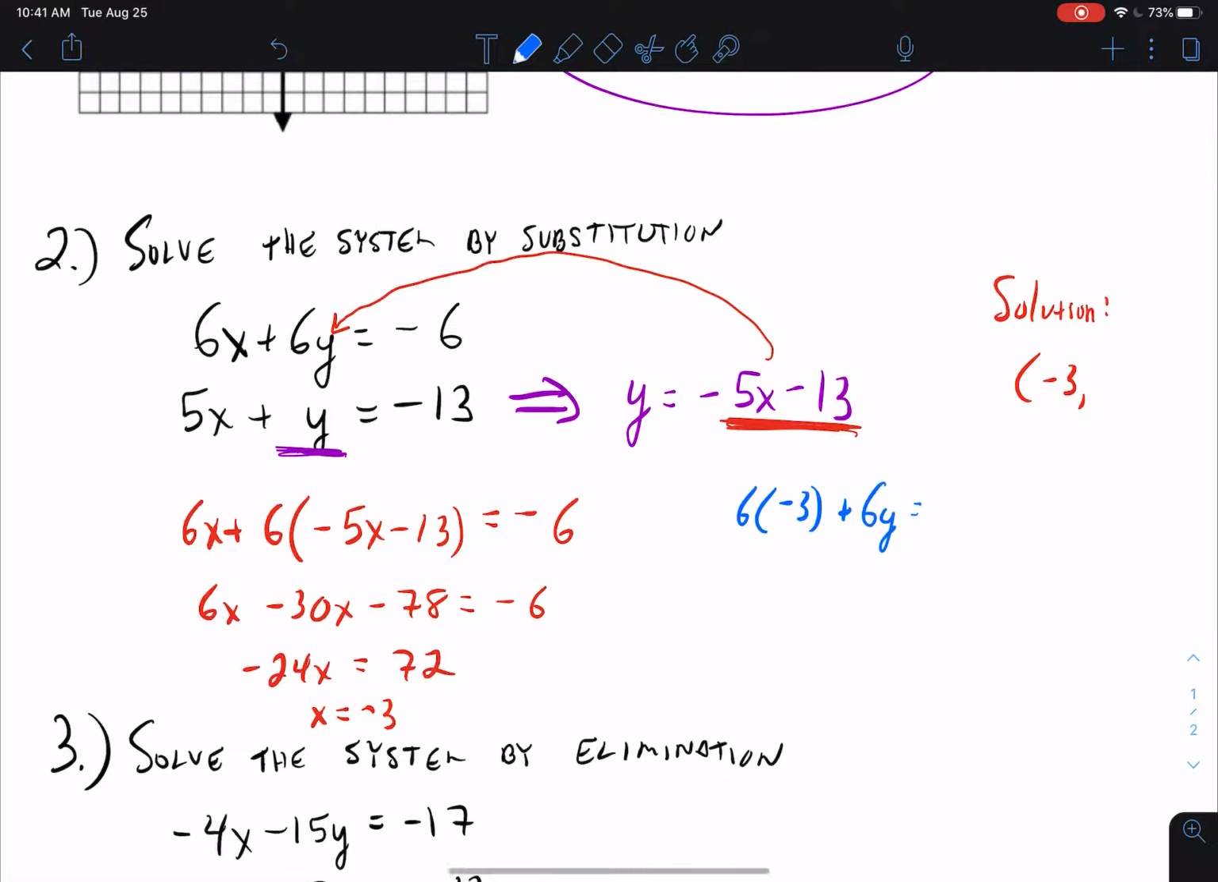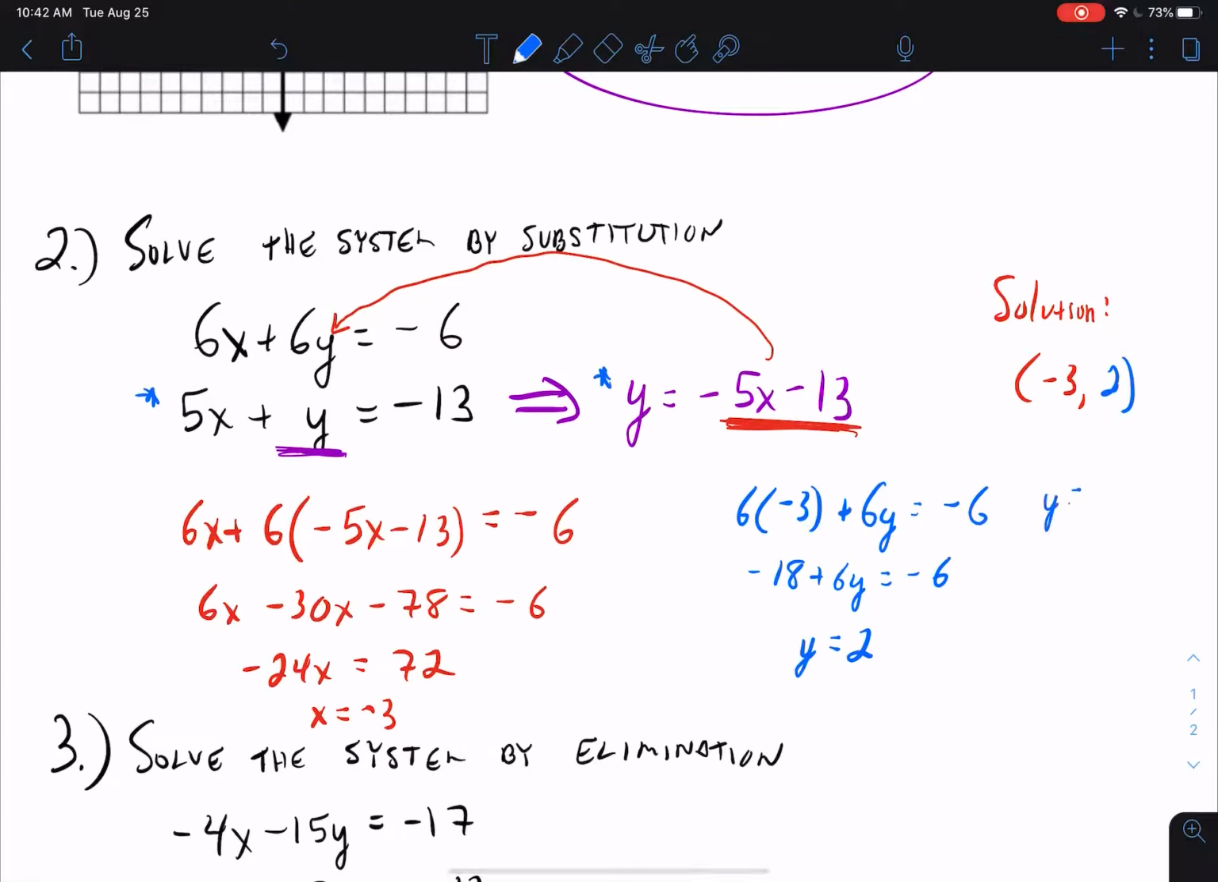And we could solve this for y. And if I solve this now for y, I would get y to be 2. And let's just double check to see, does that work in our second equation? I can use either 5x plus y equals -13, or I could use the rearrangement that I found. And using the rearrangement might actually be a little bit easier for us.